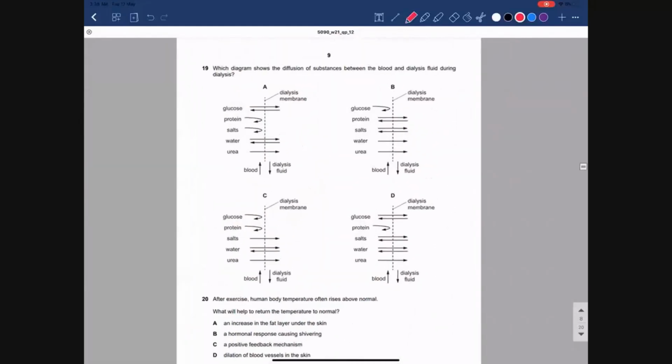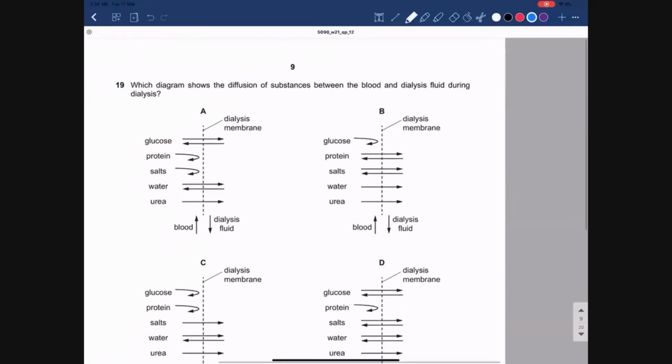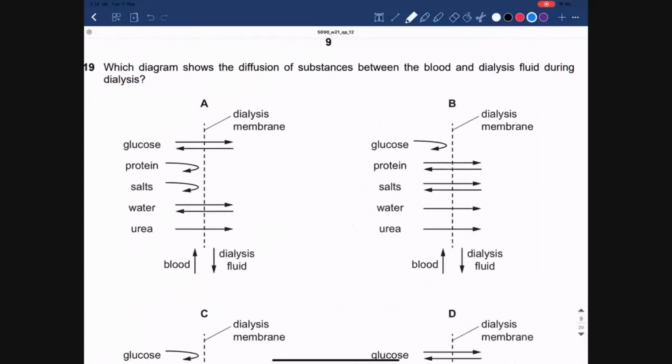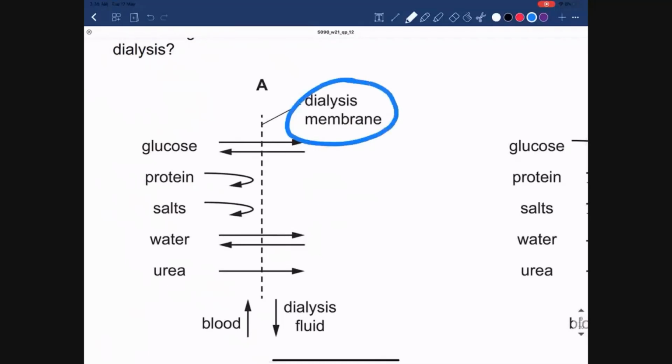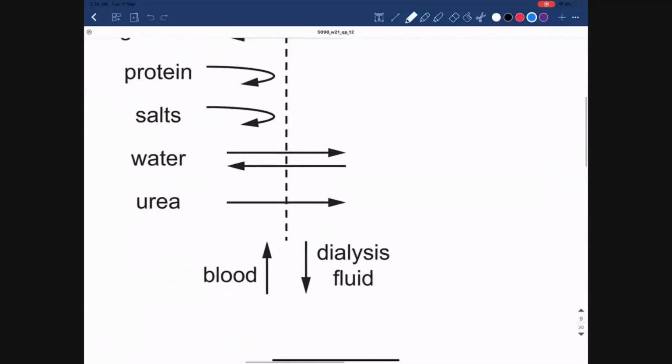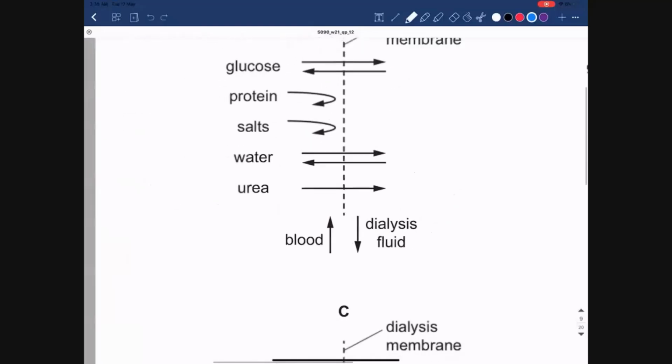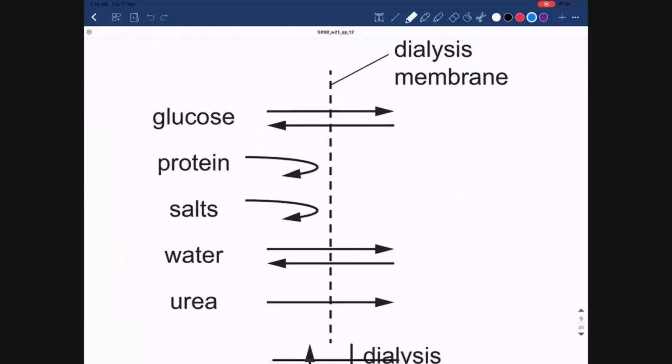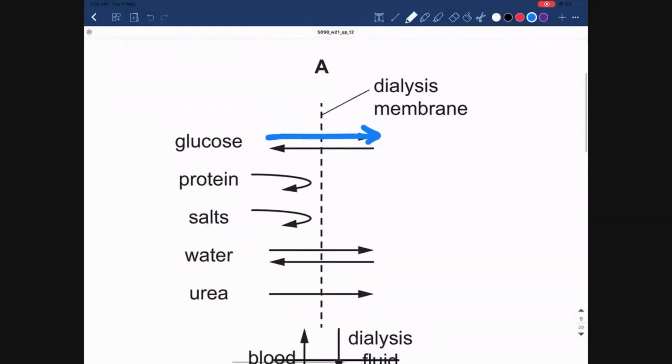Okay, let's move on to the next MCQ, that is MCQ number 19. Which diagram shows the diffusion of substances between the blood and the dialysis fluid during dialysis? So guys, remember that glucose can cross the dialysis membrane, but as you all know, blood and dialysis fluid have equal concentrations of glucose. So there is no net movement of glucose. What is meant by no net movement of glucose? The amount of glucose that goes into the dialysis fluid from the blood is the same as the glucose that comes from the dialysis fluid back into the blood, right?